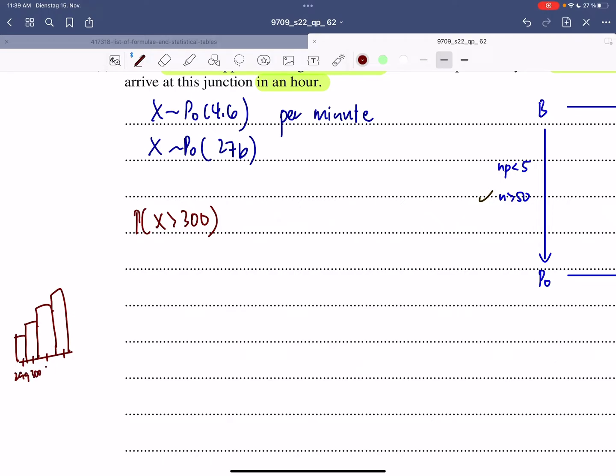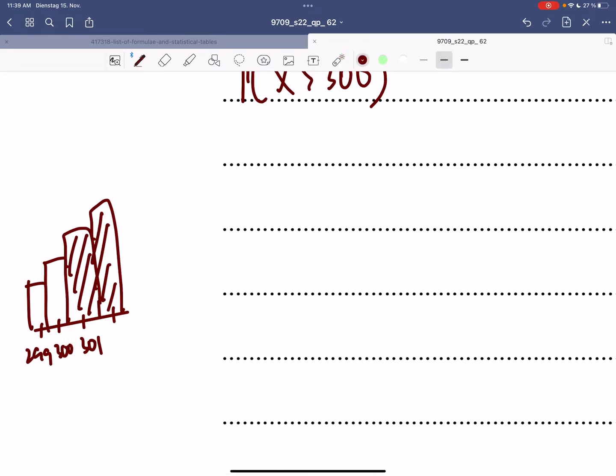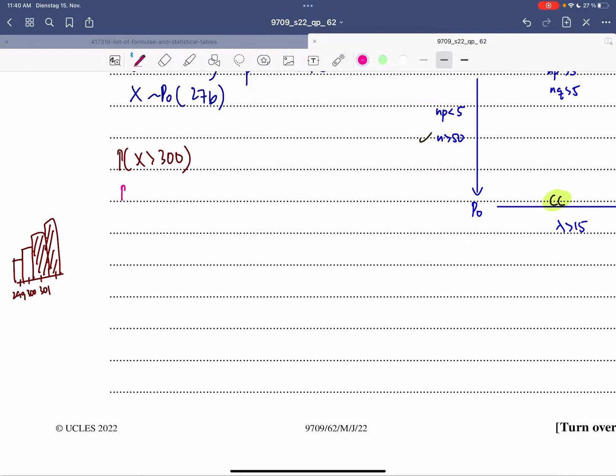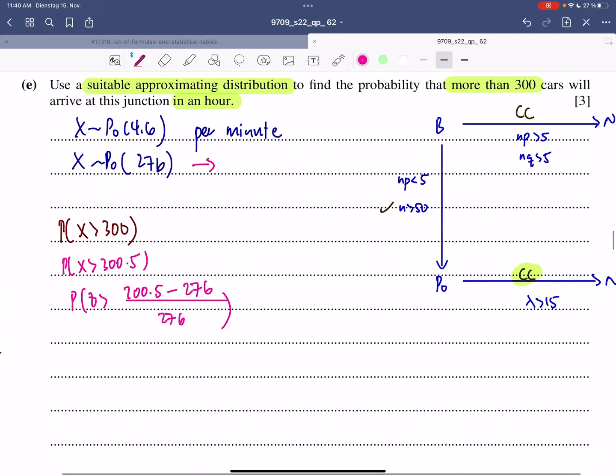299, 300, 301. So more than 300 means 300 not inclusive. So you just take this 300.5. So probability x greater than 300.5. So let's standardize it. 300.5 minus 276 over 276. Oh, I forgot to write just now. This one becomes 276. Okay, this one will give you mark because in the Poisson, if you don't remember, lambda for Poisson only, lambda is equal to variance and also equals to the mu.